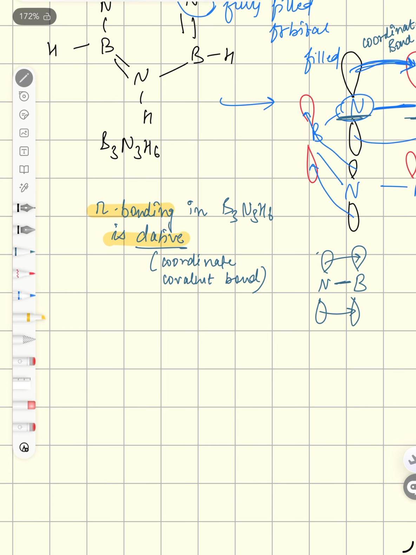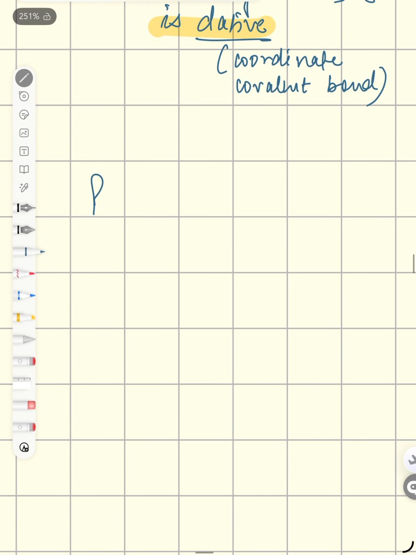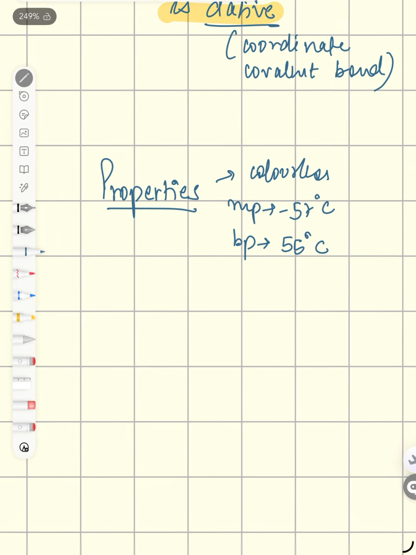Thus the structure. Now, talking about the properties of borazine. First of all, its physical properties: it is colorless, having a melting point of minus 57 degrees Celsius and a boiling point of 55 degrees Celsius. Its physical properties are closely similar to that of benzene. Talking about the chemical properties.